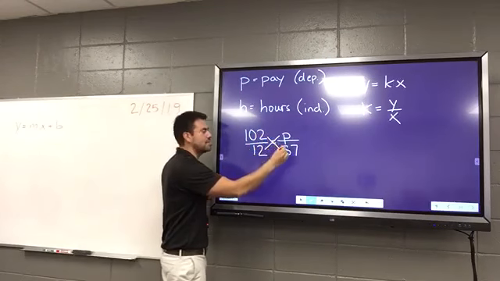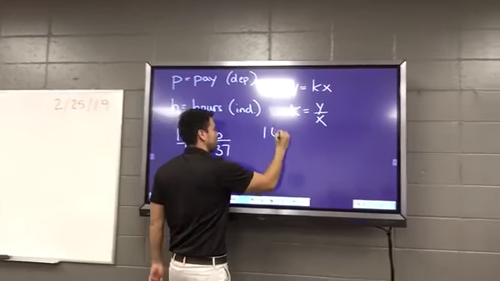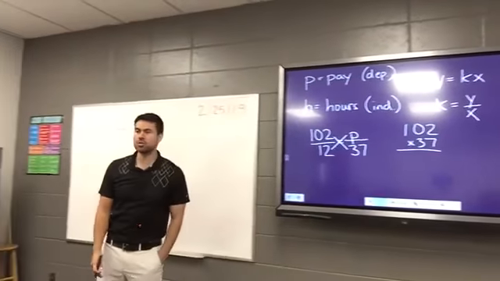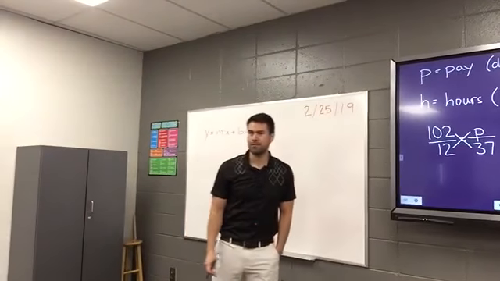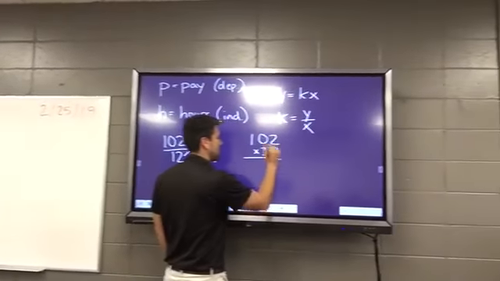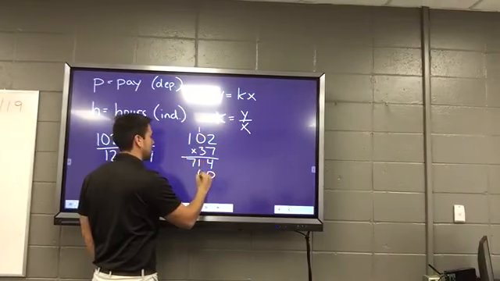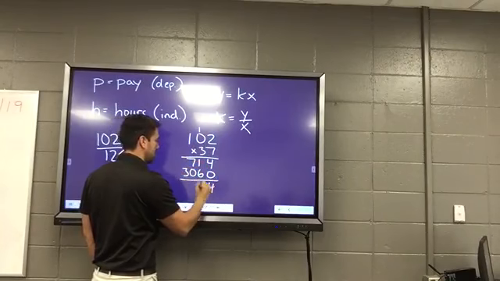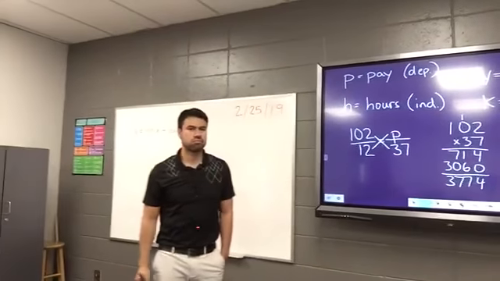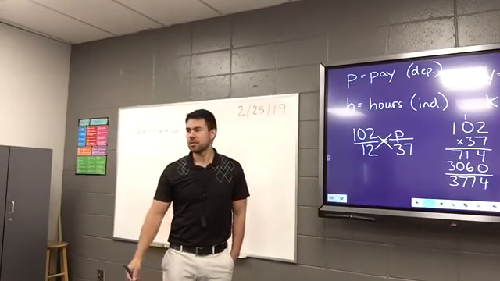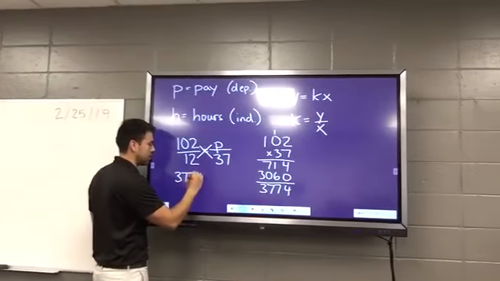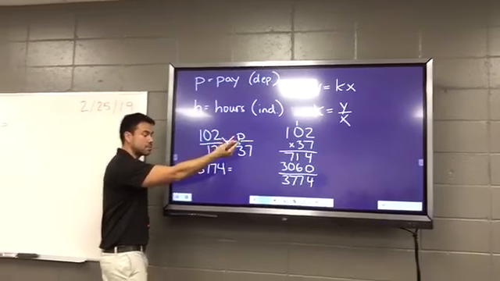102 by 37. Go ahead and do it, and I'll check if you got it right or wrong. 102 by 37. You may begin. Okay, did you get 3774? Okay, so I got 3774. And then what's 12 times P?